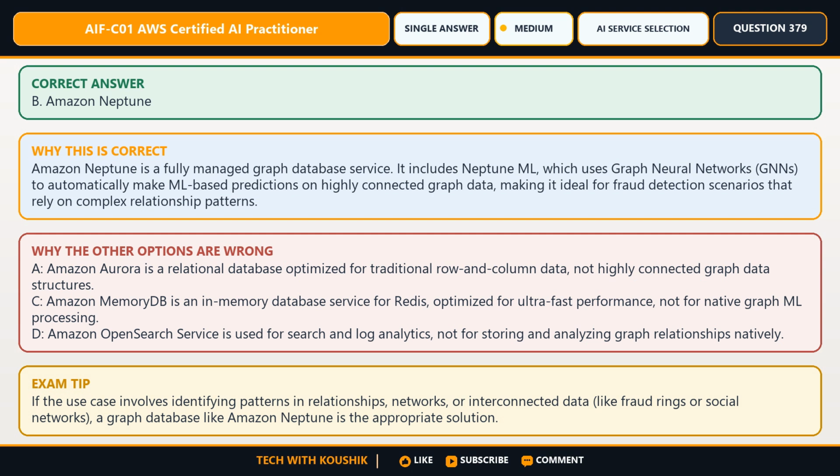Now eliminate the distractors. A. Amazon Aurora is a relational database optimized for traditional row and column data, not highly connected graph data structures. C. Amazon MemoryDB is an in-memory database service for Redis, optimized for ultra-fast performance, not for native graph ML processing. D. Amazon OpenSearch Service is used for search and log analytics, not for storing and analyzing graph relationships natively. Watch for this clue in similar questions. If the use case involves identifying patterns in relationships, networks, or interconnected data, like fraud rings or social networks, a graph database like Amazon Neptune is the appropriate solution.